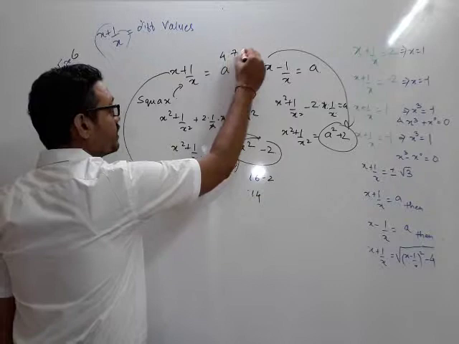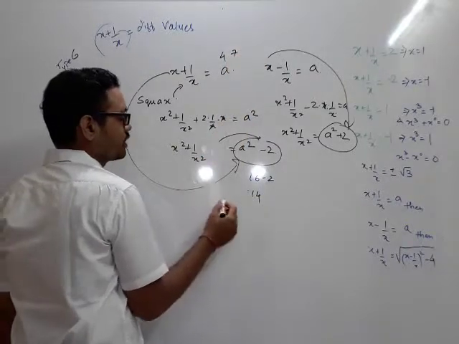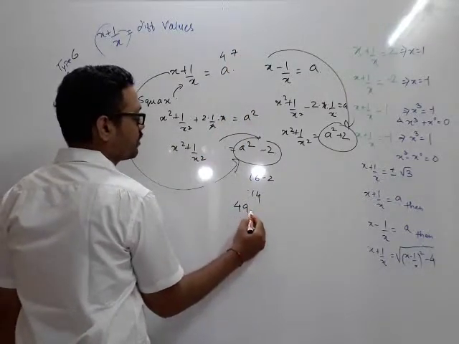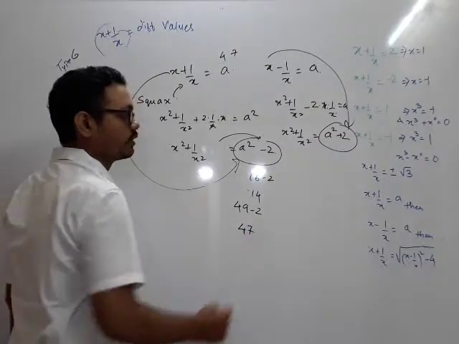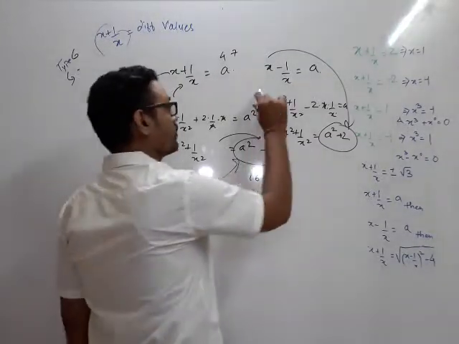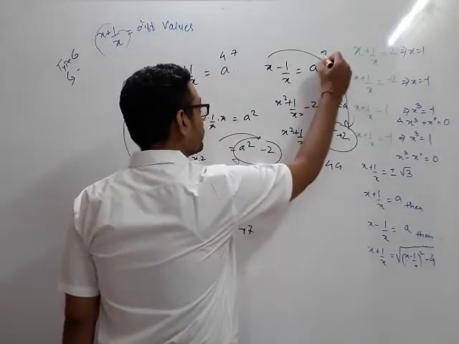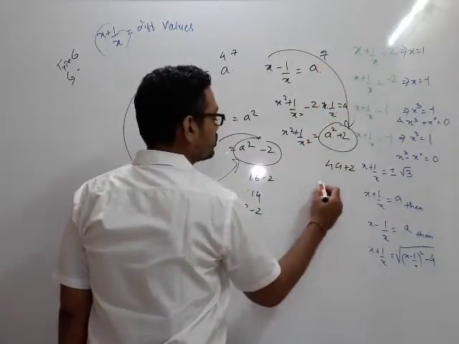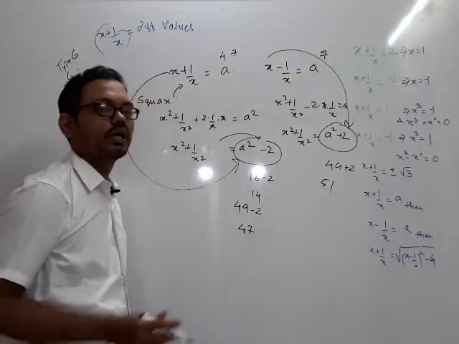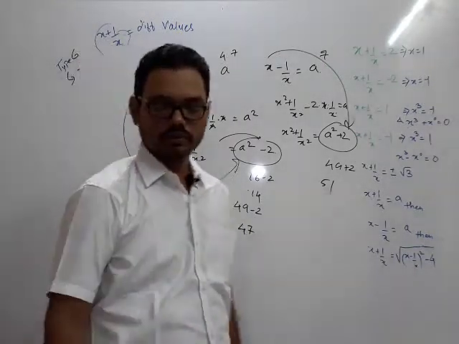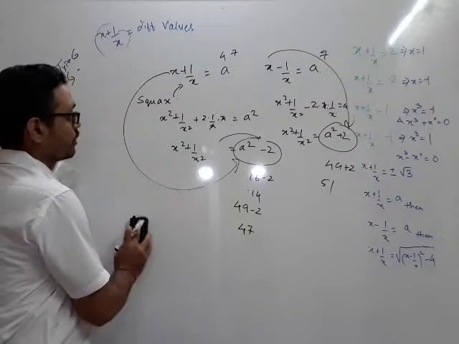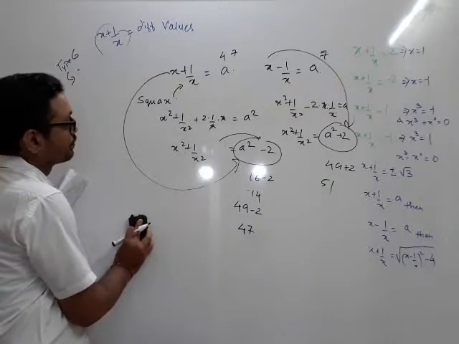Let's say if it is 7, then what is the value of x square plus 1 by x square? It is 49 minus 2, which is 47. Similarly, if x minus 1 by x is given as 7, then it has to be 49 plus 2, which is 51. Okay, how are we going to use it in the examples? We'll see to it. Okay, so this is the first inference.